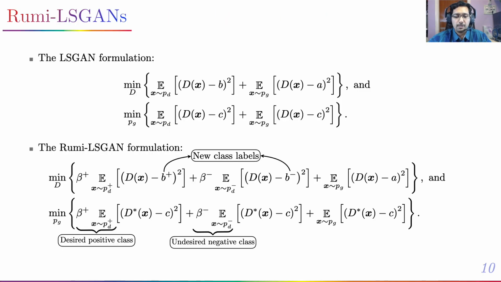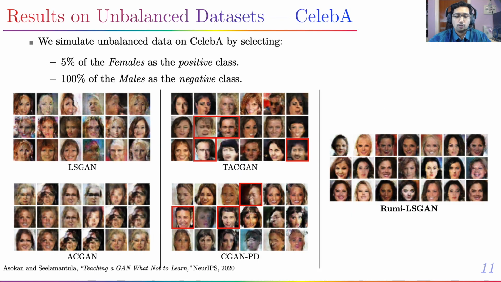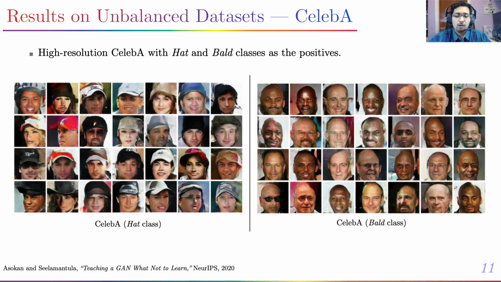For the LSGAN family, we not only reformulated the original loss to incorporate a weighted mixture of the positives and negatives, but were also able to show via the EL analysis that there are guarantees that the generator learns only the positive class, while the discriminator is shown both the positive and negative class samples. In this NeurIPS 2020 paper on RumiGANs, we were able to demonstrate learning with simulated imbalances on various datasets and showcased competitive performance, at least at the time, on up to 192-dimensional class imbalance CelebA.